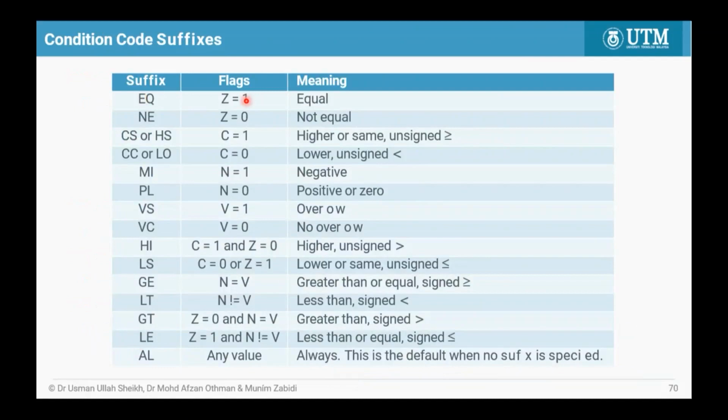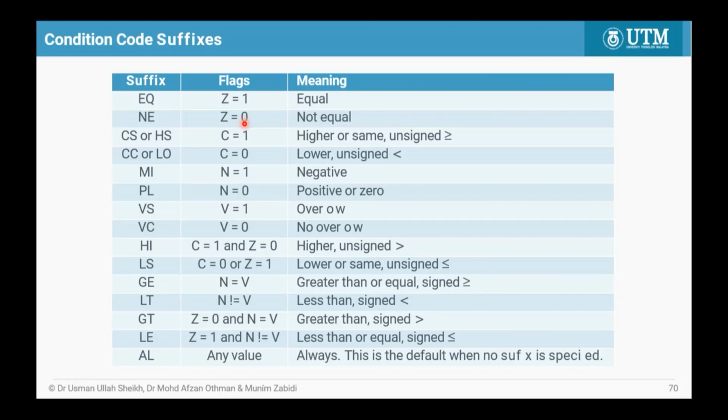Okay, for NE, not equal, the flag that you need to check is Z equal to 0. You know that every time you subtract two numbers and it produces a non-zero value, you know both numbers are not equal.